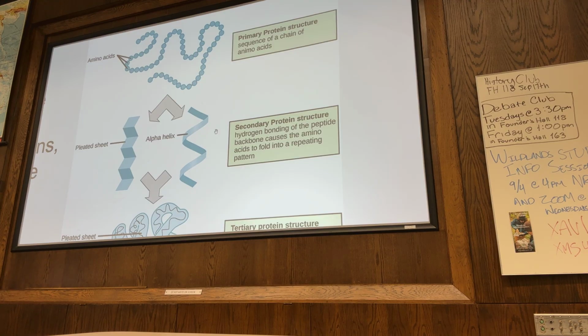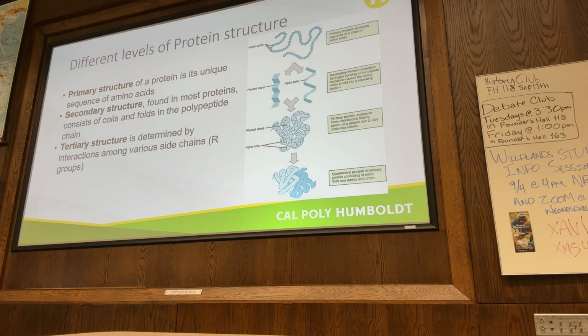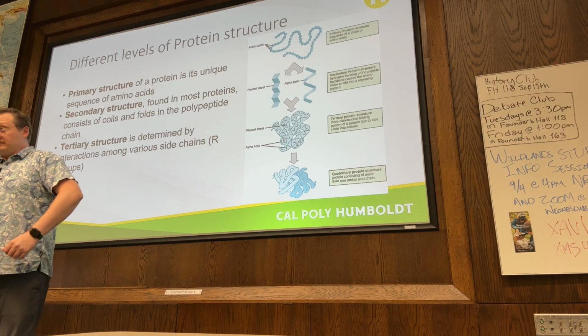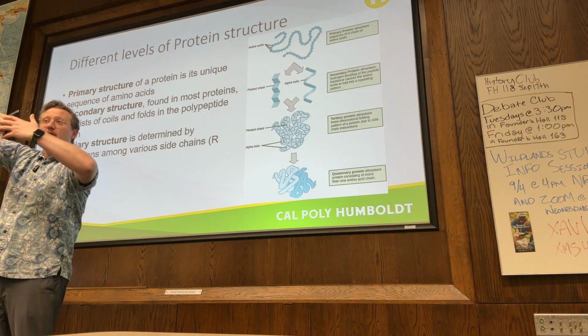Moving on to the next level, we've got the tertiary structure, okay? The tertiary structure, that's the structure determined by the side chains. So those different projections off of the backbone, where, for example, the hydrophobic projections associate with the other hydrophobic projections.